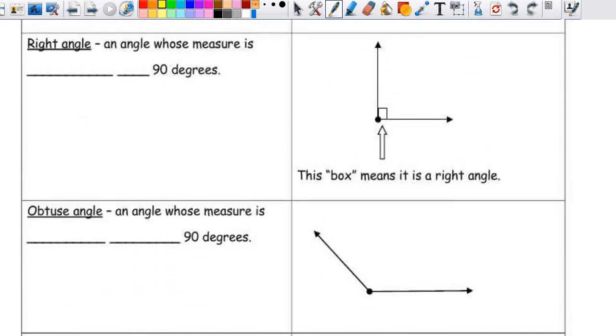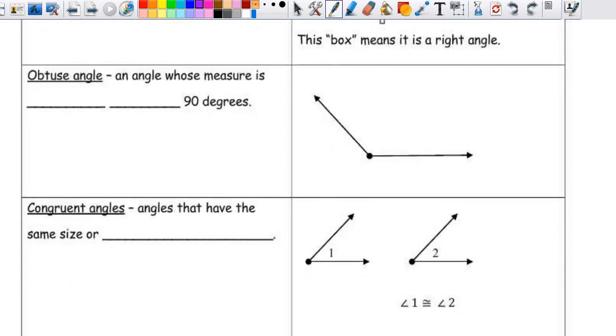Next, we've got a right angle. A right angle is an angle whose measure is equal to 90 degrees. And this box here is what is always going to be used to signify that this is a right angle. Obtuse angle, an angle whose measure is greater than 90 degrees. So 90 degrees would probably be about right there, so we are a little farther out than that, which would make this a bigger angle.